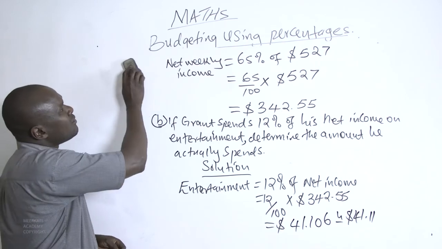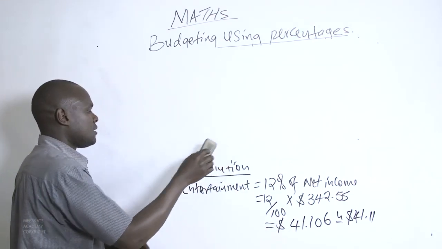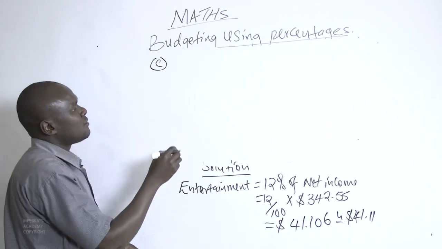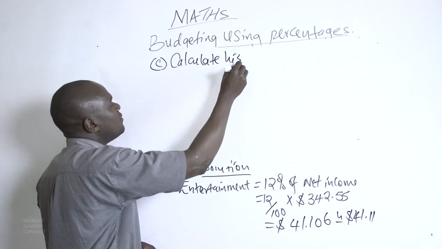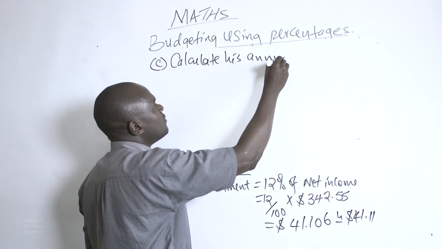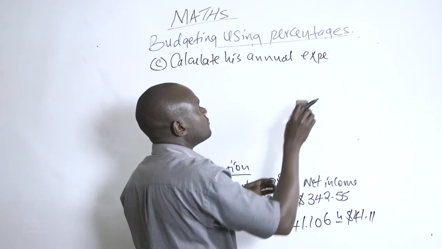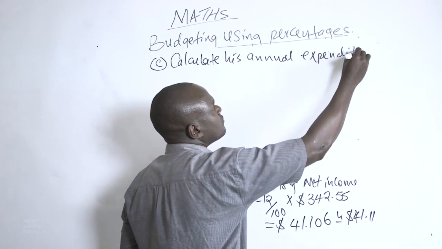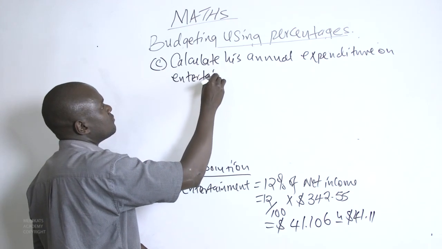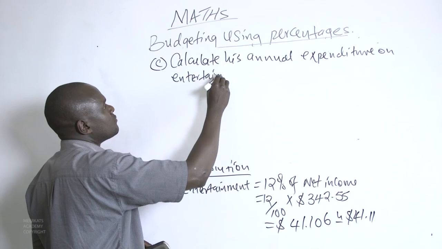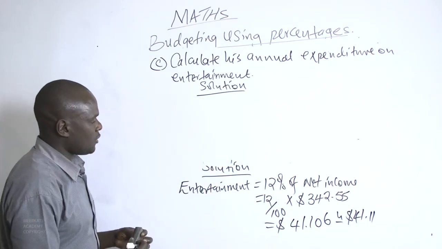The next question, the third part of that third question, that third example. C, calculate his annual expenditure on entertainment. We need to calculate the annual expenditure on entertainment.